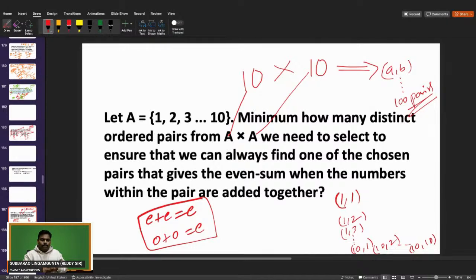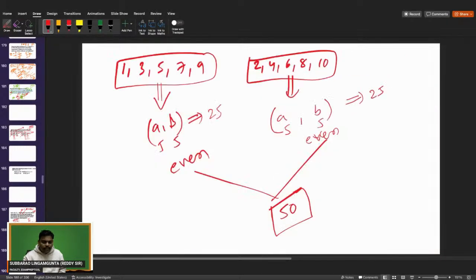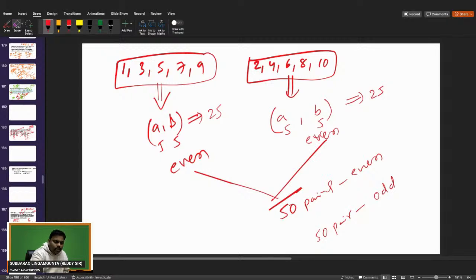And one more thing I want to ask you: totally 100 pairs are there. Out of those 100 pairs, 50 pairs are even pairs, and the other 50 pairs are odd pairs.